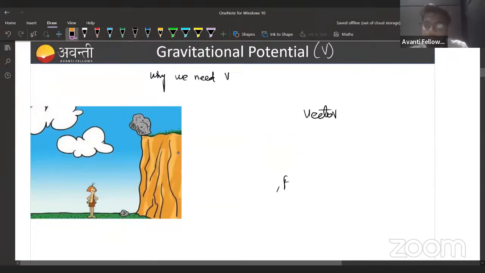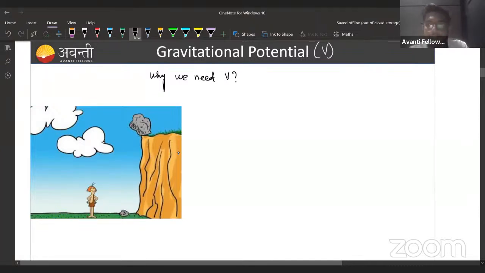What is the use of this gravitational potential? To make our life a little easier. You might think, sir, you're including one more thing in the class, you're increasing our syllabus, and you're saying it will make our life easier. But that is the case. It will make your life easier. We are going to solve questions and you'll know about that. So I hope this is clear.